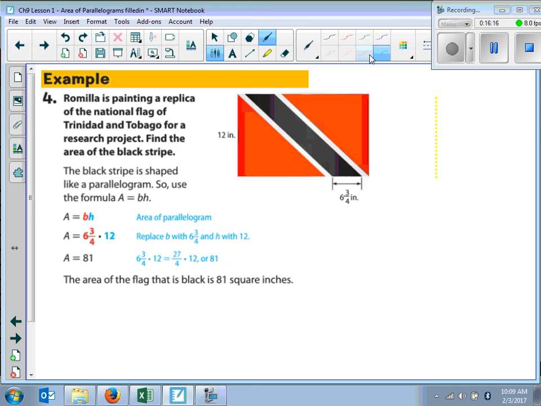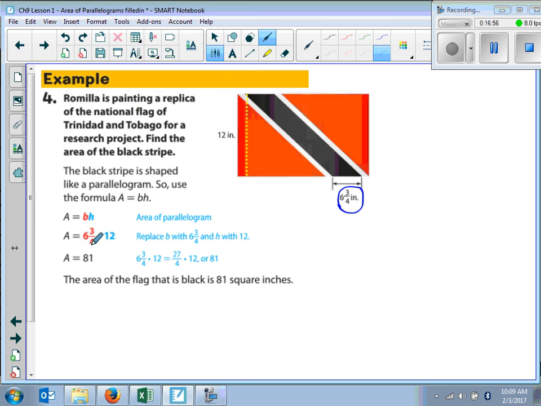Does everybody see that? Now, when we substitute in, what's this? Base. That is the base. So that's what goes in here for B. So that's 6 3/4 times the height. Now here, you guys see this yellow? This is my line that I'm going to drop down. So here we have a height that's right there, right? Which is equal to what? 12. You see that? Okay, so that's equal to 12. So we know the height is equal to 12.